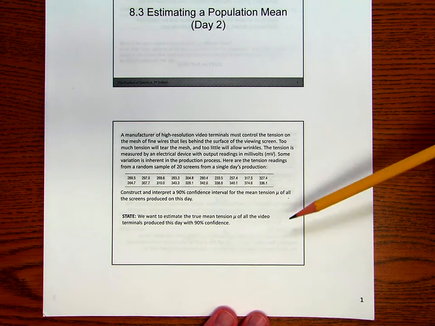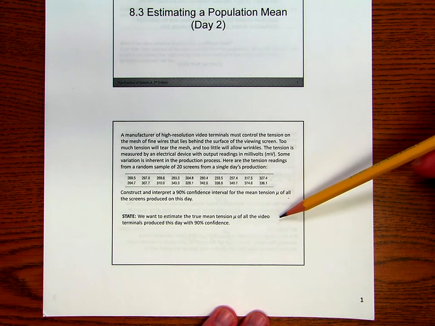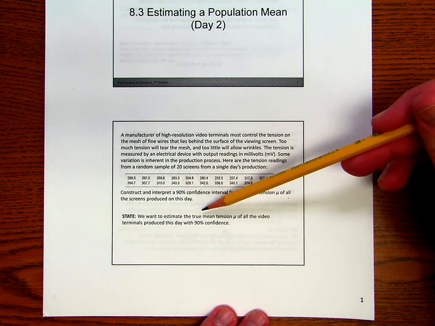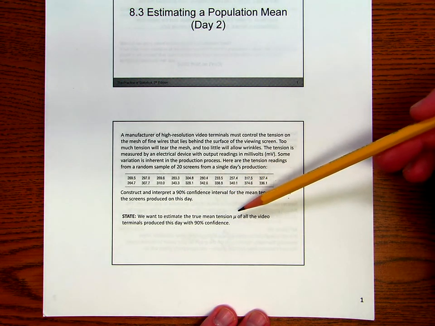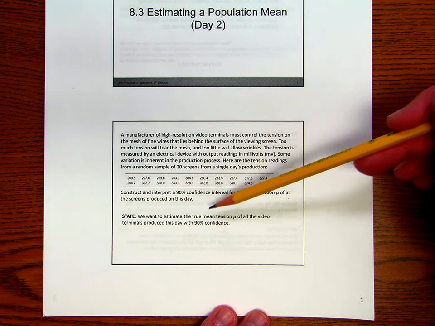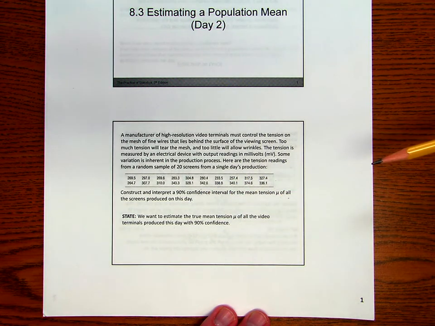So step 1 here is you want to state what it is we're trying to estimate. If you're constructing a confidence interval, it means you're estimating a population parameter. We want to estimate the true mean tension mu of all the video terminals produced this day with 90% confidence.